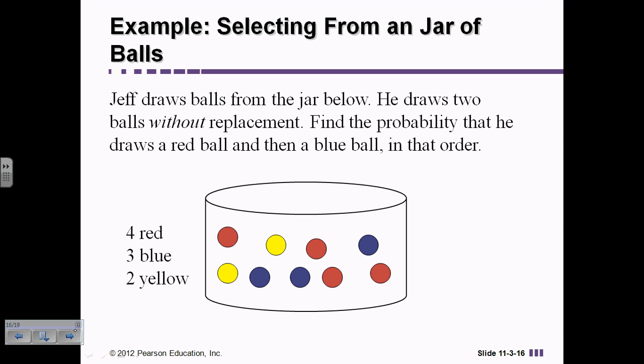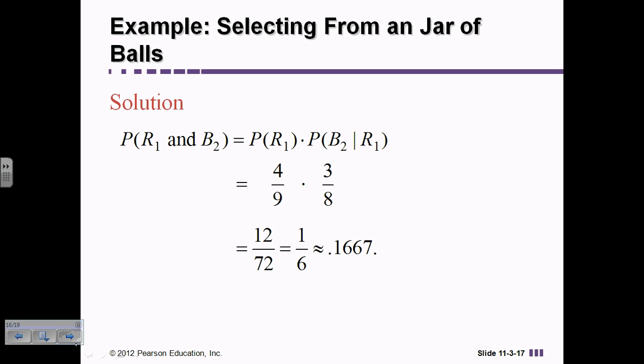Okay, so here we have Jeff draws balls from a jar below. He draws 2 balls without replacing them. That means we started off with 9 balls in the jar. If I draw one out, I'm now left with 8 balls in the jar. If I draw another one out, I'm left with 7. He wants to know the probability that he draws a red ball and then draws a blue ball in that exact order without any replacing.